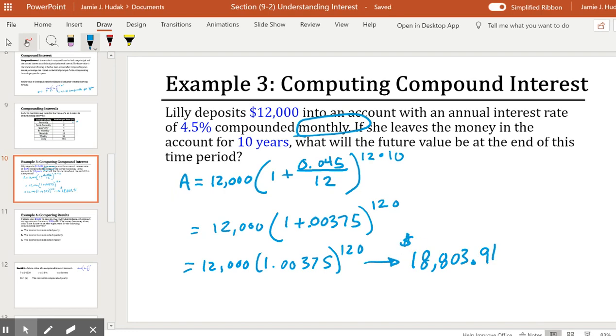So from this, if we were asked how much interest was earned, you would subtract the principal from it. And you would say that $6,803.91 is the interest. So you take the future value, you subtract the principal, and you found the interest over the term of the loan or the investment.